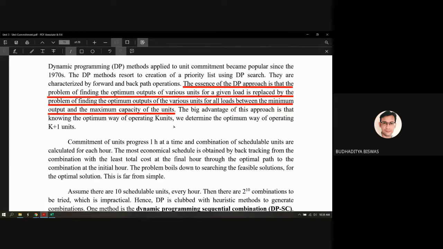In this priority list method, based on their average unit production cost, based on their average generation cost, we make a priority list, and based on this, the highest priority unit should run as much as the time period, then the next one, then the next one, like this.